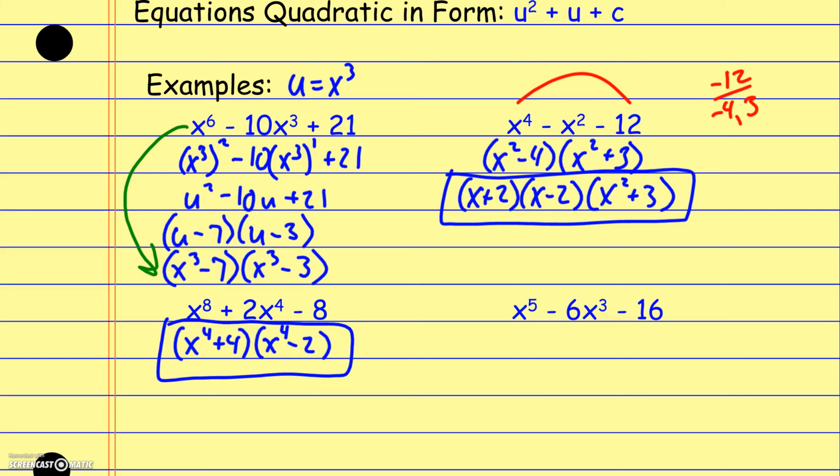And then when we look at this last one, this is not quadratic in form because it's an x to the 5th and an x to the 3rd. Really, if we wanted this to be quadratic in form, this would have to be an x to the 6th. So because it's not quadratic in form, because it doesn't fall into that pattern, I can't build a bridge. I can't do anything with this one. So I'm just going to say it's prime. Okay?